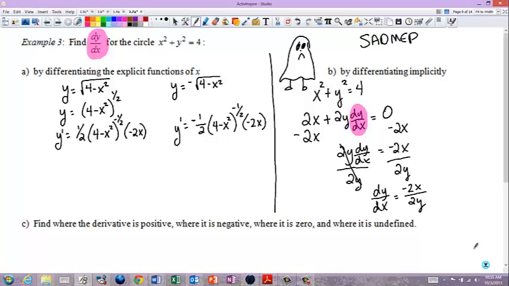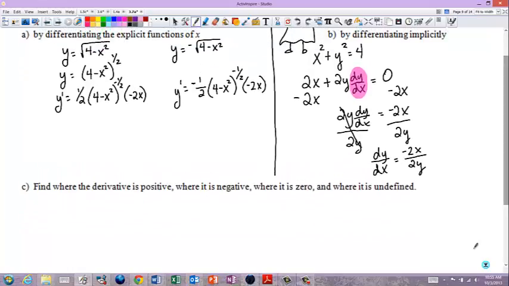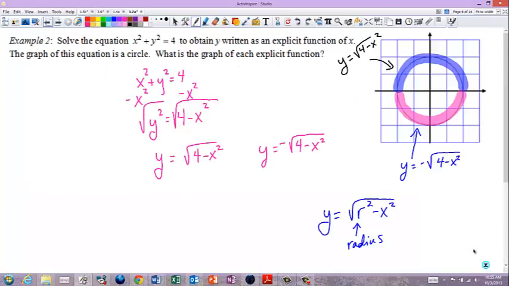It says find where the derivative is positive, where it is negative, where it is 0, and where it is undefined. So let's go back over here and look at what we are taking the derivative of. Well, it was a circle. So when is the derivative positive? Let's do positive in pink.